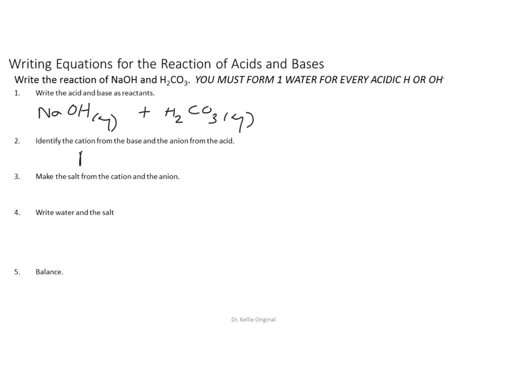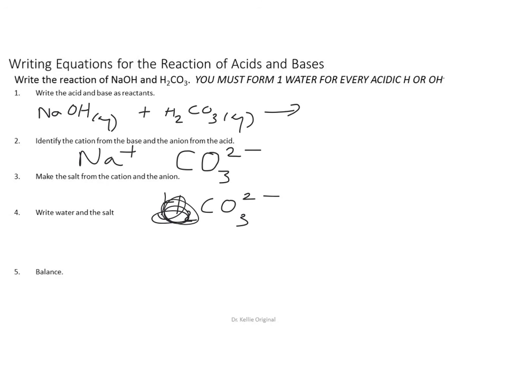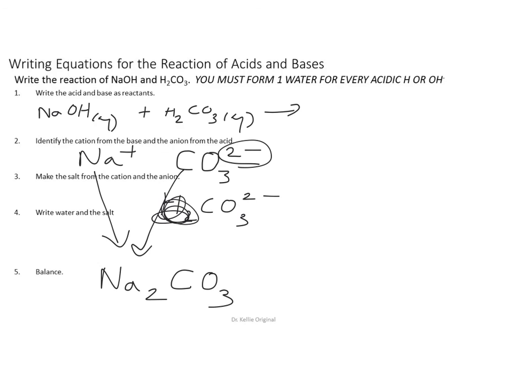We're going to identify our cation, sodium. We're going to identify our anion. From our acid, we're going to remove both protons. If we're removing 2 protons, we're left with the carbonate ion. We have H2CO3. I'm removing 2 hydrogens, so I'm leaving 2 electrons abandoned. To form a salt from these two, I'm going to need 2 sodiums to counteract the -2 charge on my carbonate. So my salt would be Na2CO3.